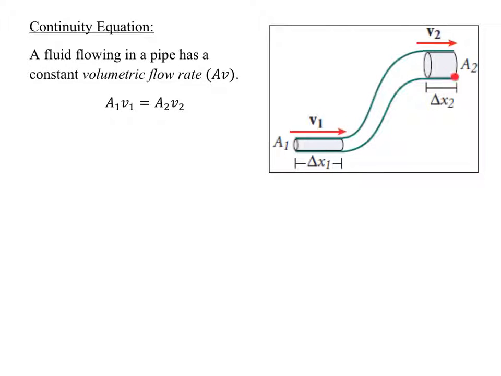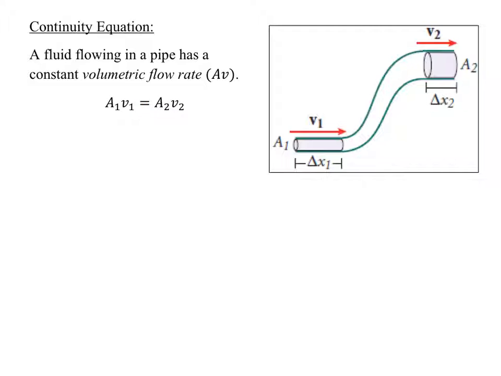So if the area goes up, for this to remain true, what has to happen to the velocity at this point? The area goes from a small area to a really big area. So what has to happen to the velocity? If area goes up, this number goes up, what has to happen to this number for this to stay the same? It has to go down.